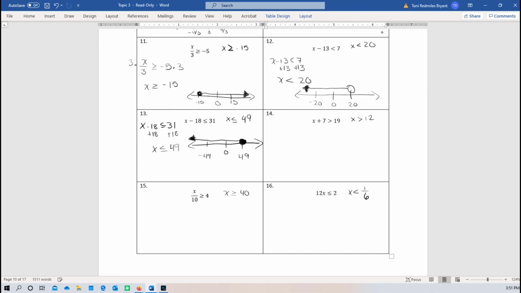Three more. So in number 14, 7 is adding to the x, so the opposite operation is to subtract it, which gives me x is greater than 12. Now it's not also equal to 12, okay? So we're just going to put an open circle on 12, and it's everything bigger. So that's 13, 14, 20. It's all the values to the right.